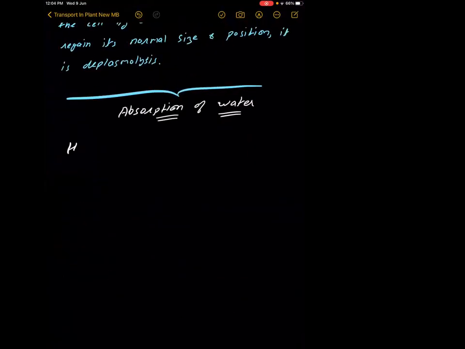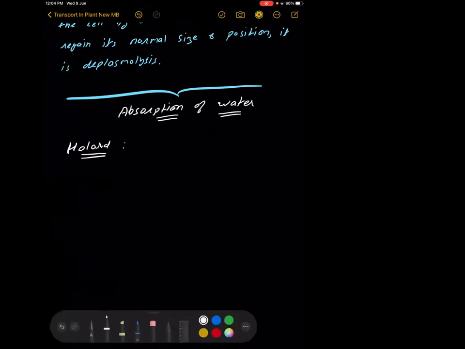Okay. Holard condition. What is Holard condition? Holard means overall water, total water available in the soil in that particular area. That is called Holard condition. Okay. This is Holard.